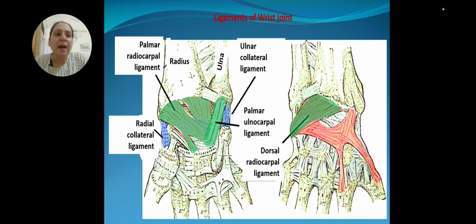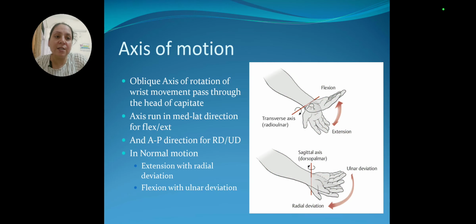I wanted to show you in this form. This is the palmar radiocarpal ligament, and you can see the palmar ulnocarpal ligament, because both radiocarpal and ulnocarpal are there. And here you can see this is the dorsal radiocarpal ligament. Along with this there is the ulnar collateral ligament as well as the lateral collateral ligament. Okay, these are the 4 ligaments which are responsible for the stability.